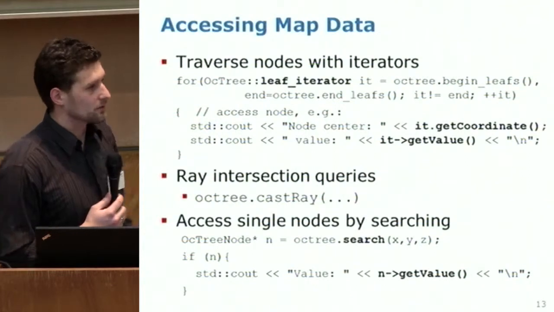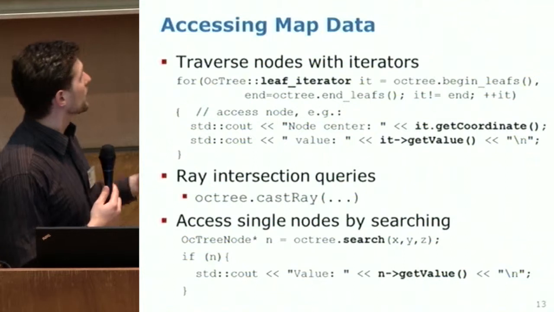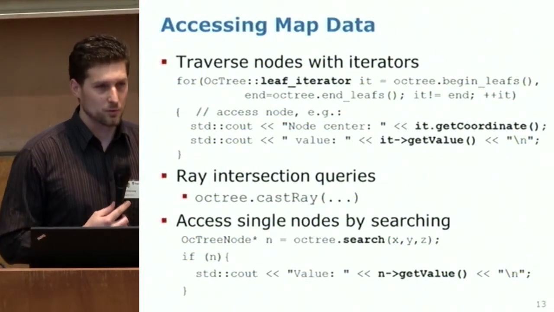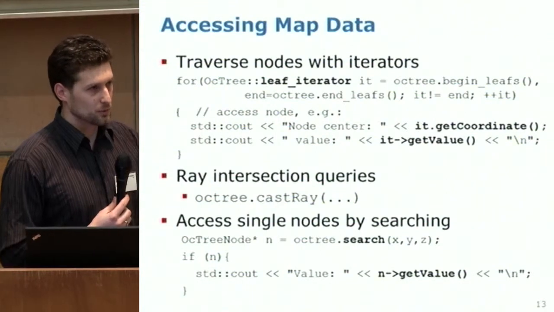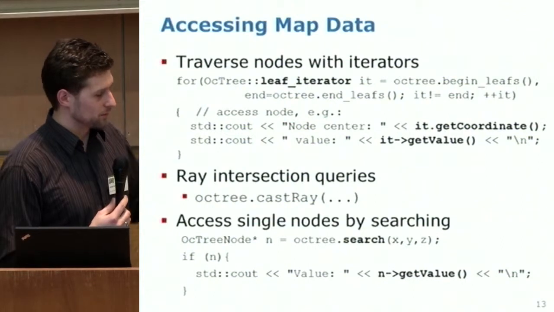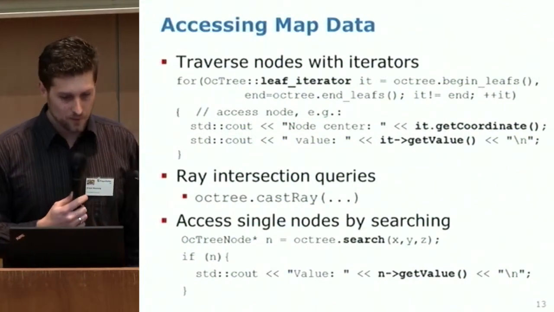And as a final example, of course, you can also search for single nodes just by looking up their coordinates, x, y, z. But this, if you have multiple queries, will be the least efficient one because it will traverse the tree every single time. So we'll end up traversing the tree multiple times for multiple queries. So if you can, use the iterators for it.